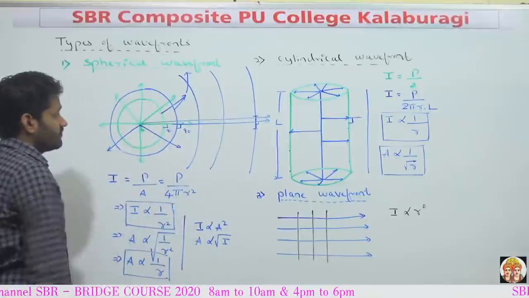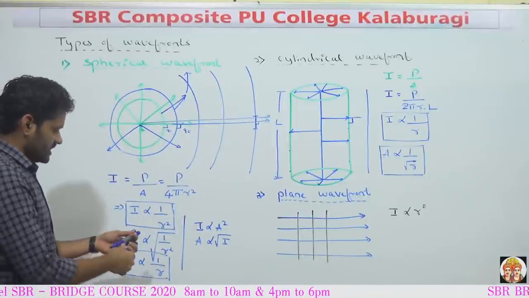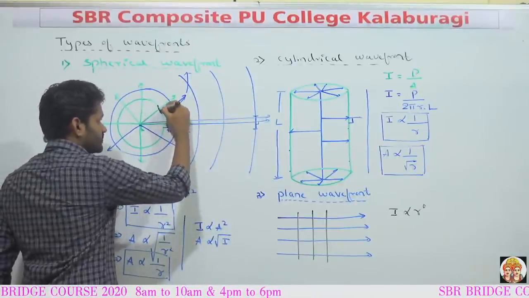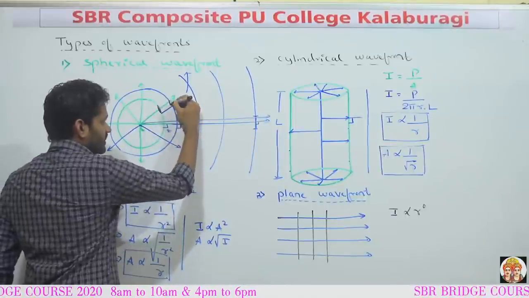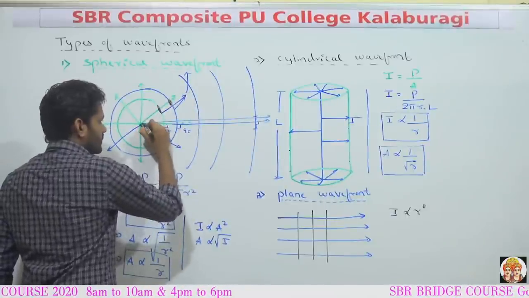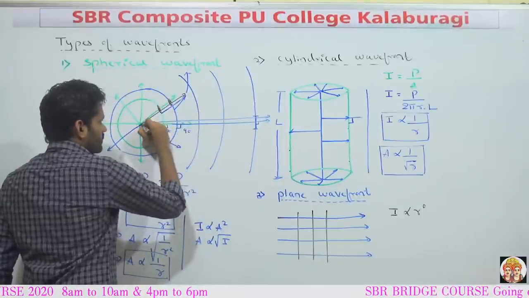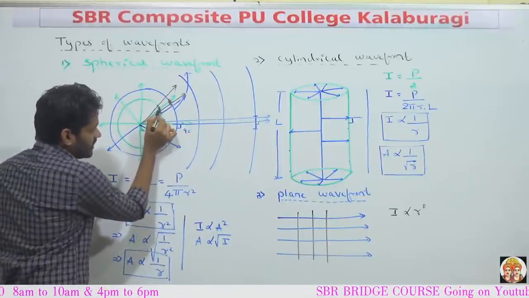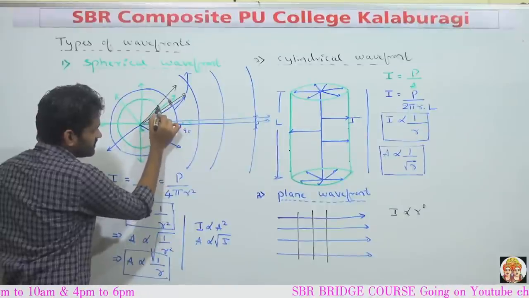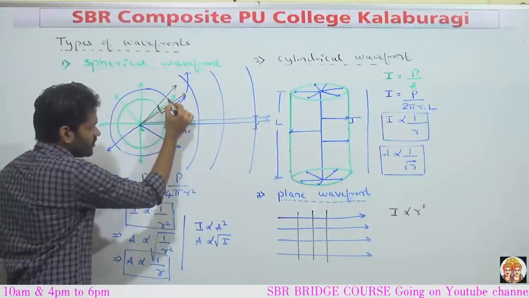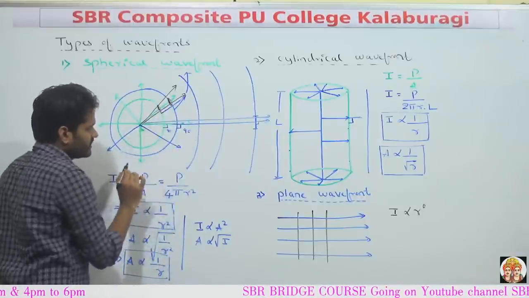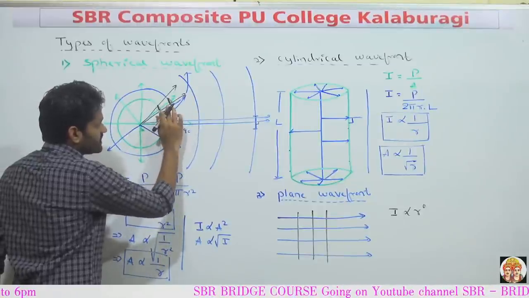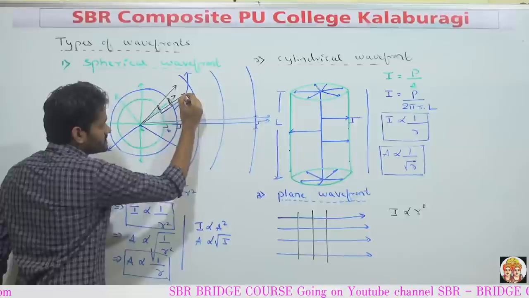Why does the intensity of light change here? See, I'll take only this much portion over here, and the same portion over here. Through this area, how many rays of light are passing? 3, correct? I have taken the same area here and here. Here, 3 rays of light are passing. But here, how many rays of light are passing? Only 2. This is 1 and it is the second one.